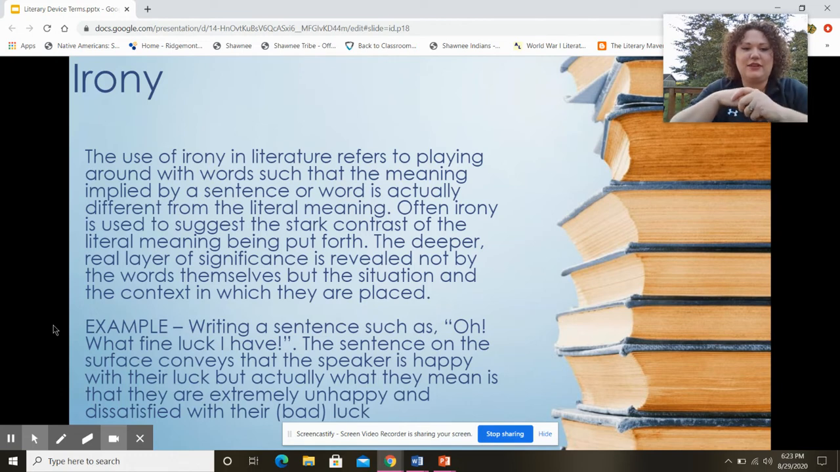Okay. But when I say something like, oh, what fine luck I have. Okay. The literal meaning of fine would mean great luck, but I don't mean it as what fine luck I have. I'm ticked off and I have crappy luck. So what I have literally written in oh, what fine luck I have is ironic because I don't literally mean fine. I mean the exact opposite of bad luck within there. So when you're looking for ironic examples, you're looking for phrases, words, sentences that are different from the literal meaning given. Okay. Usually said with sarcasm. So you're looking for sarcasm a lot of the time.